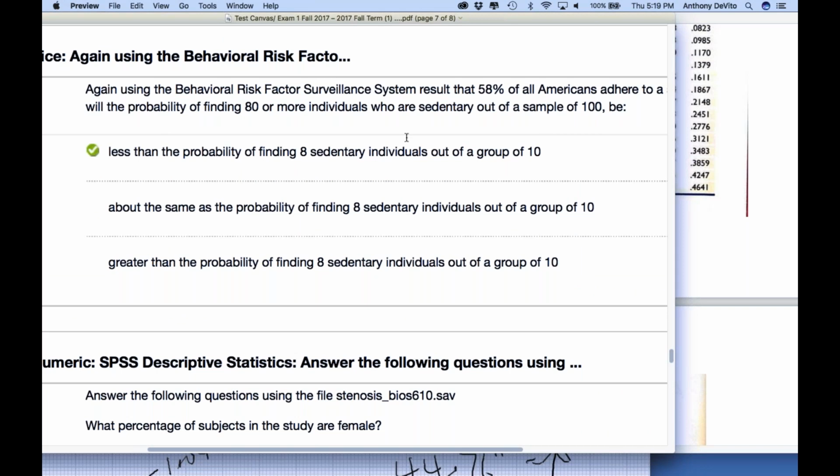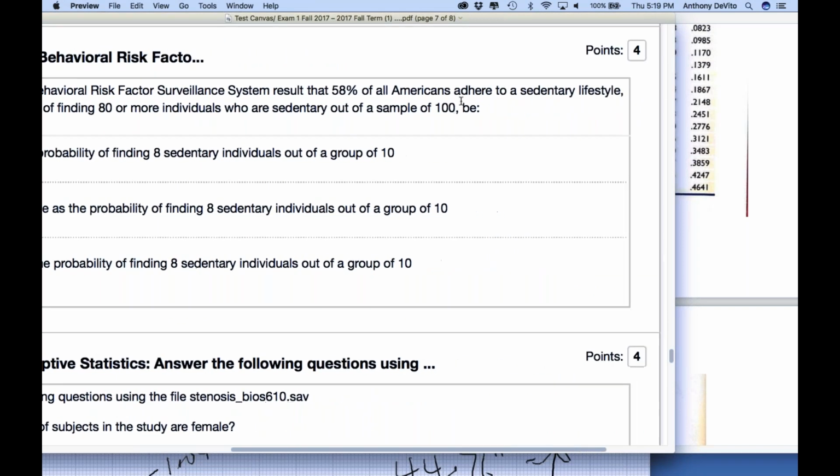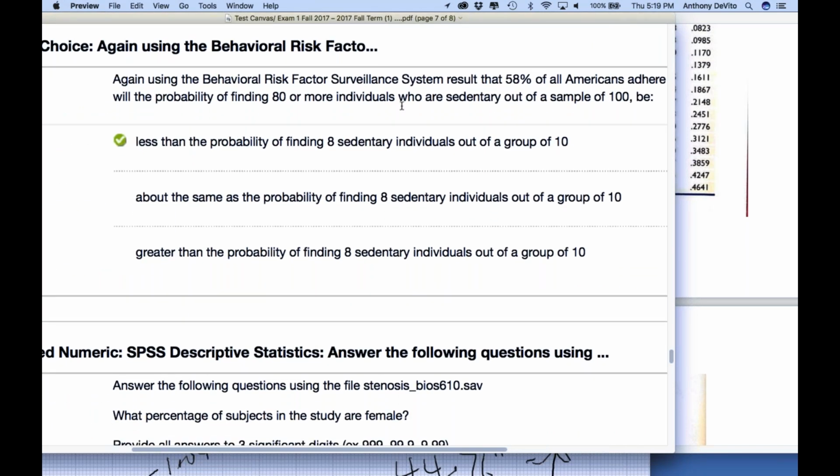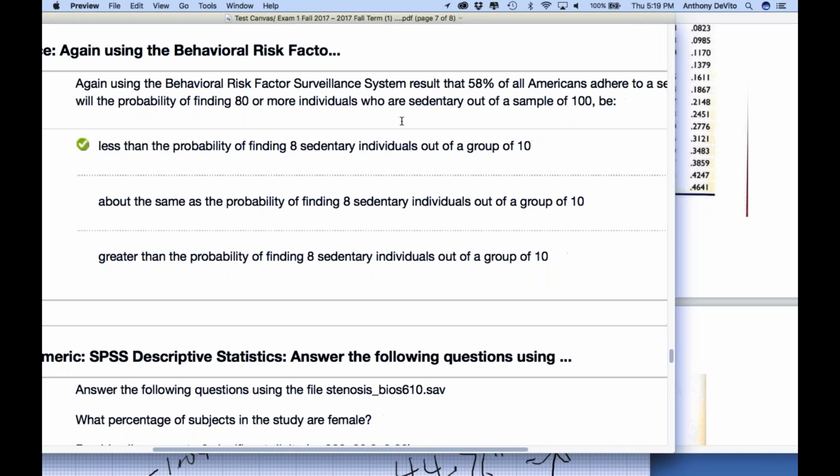According to Behavioral List, 58% of Americans adhere to a sedentary lifestyle. Will the probability of finding 80 or more individuals out of a population of 100 be less than the probability of 8 out of 10? More than it? The same? Right? Well, you want to know something.